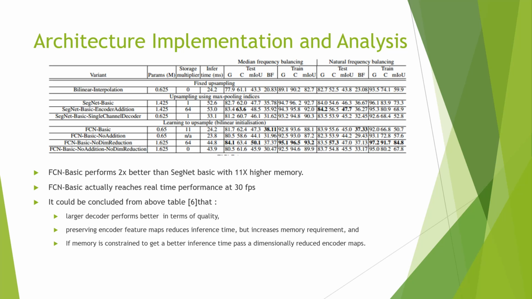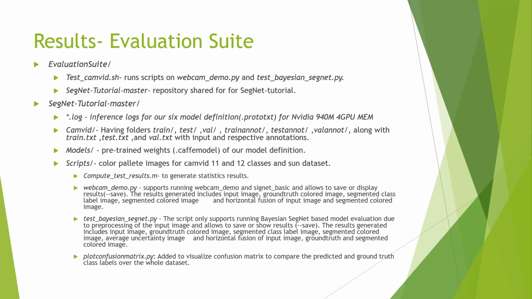This is because of the storage of encoder feature maps. FCN basic can actually be considered real time at 30 FPS. It can be concluded from the table that a larger decoder performs better in terms of quality. Preserving encoder features reduces inference time but increases memory requirement, as discussed in the above example. If memory is constrained, to get a better inference time, pass the encoder feature map, and that could help you.